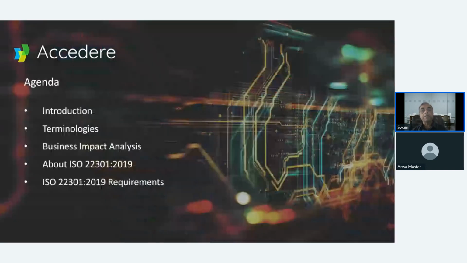Now, coming back, the agenda for the day: we are going to introduce about Azure and then the basic terminologies that we must be aware of when we are going to implement a business continuity management system. Business impact analysis, one of the important aspects, and about the ISO 22301 2019 standard and its requirements. These are all the topics that we are going to cover within this available time of 1 hour. As was said, it will be 45 minutes where I will be talking about all these points.